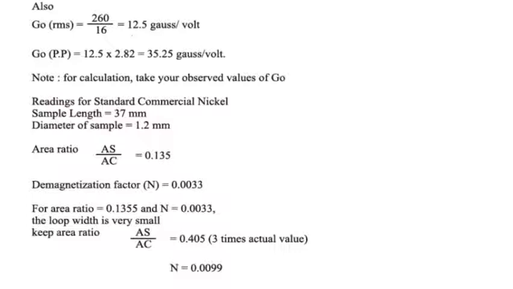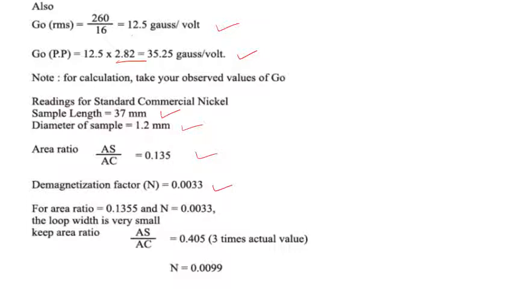And similarly the ratio for peak to peak, in order to calculate peak to peak we have to multiply it by 2.82, so we will get 35.25 Gauss per volt. Okay, so these are some constants that we need to know. Then for the nickel sample, we know the length of the sample is 37 millimeter, and the diameter of the sample is 1.2 millimeter, that is given. Based on that we have to calculate AS upon AC, that is 0.135. And the demagnetization factor corresponding to it is 0.0033.